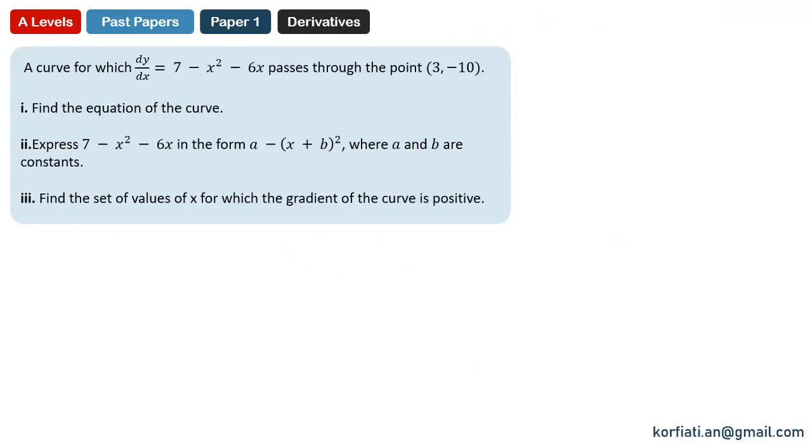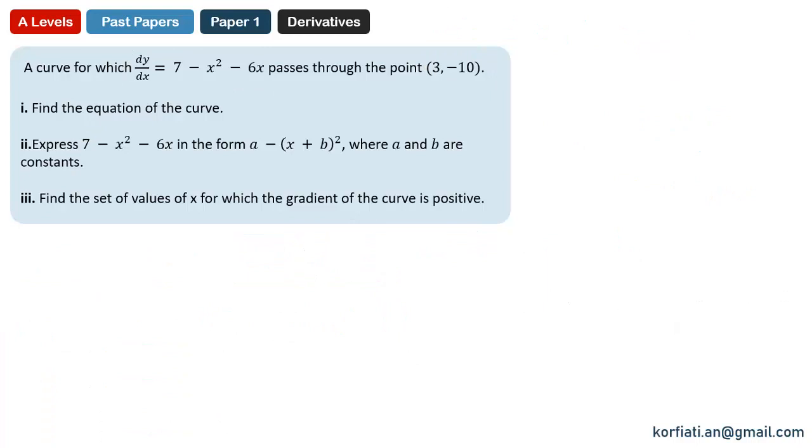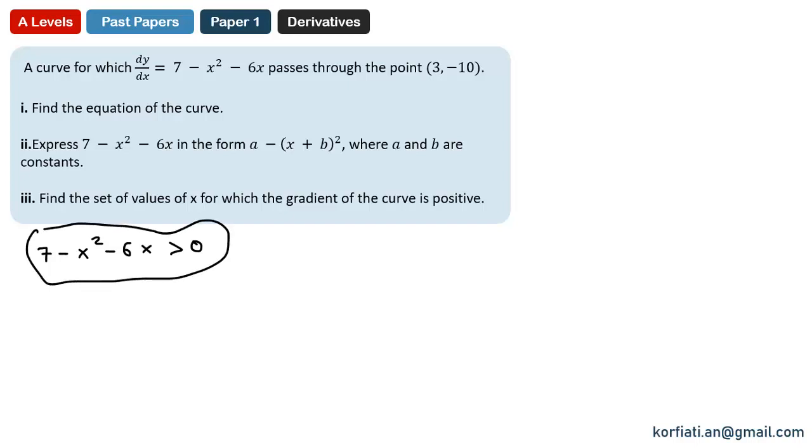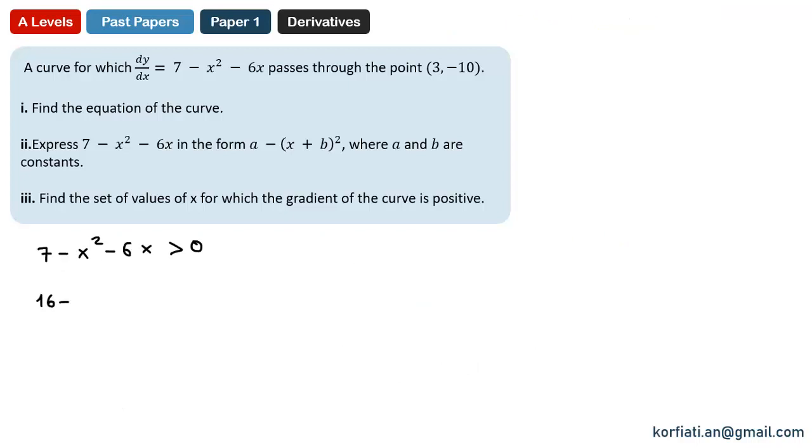It says find the set of values of x for which the gradient of the curve is positive. Now, the gradient is this. I have a curve, this is my curve, and the gradient is that, you see? So I actually have this inequation, 7 minus x squared minus 6x, positive. There are ways to solve quadratic inequations like that. There is a formula, but we're going to use what we got here in 2. We expressed this quantity in this form, 16 minus x plus 3 all to the power of 2.